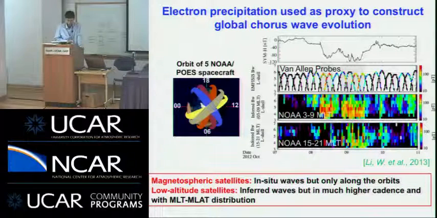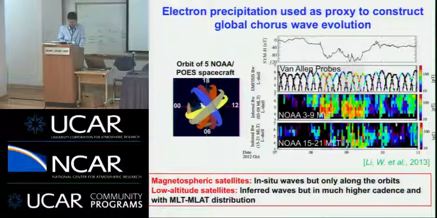By using low altitude satellites, we can fill the gaps. These are the wave amplitudes deduced from NOAA precipitation data. We nicely see continuous coverage of wave activity along a wide L-shell range, continuous over time. So there is nice wave enhancement, pretty much consistent with the in situ wave intensity. So this technique is working pretty well.